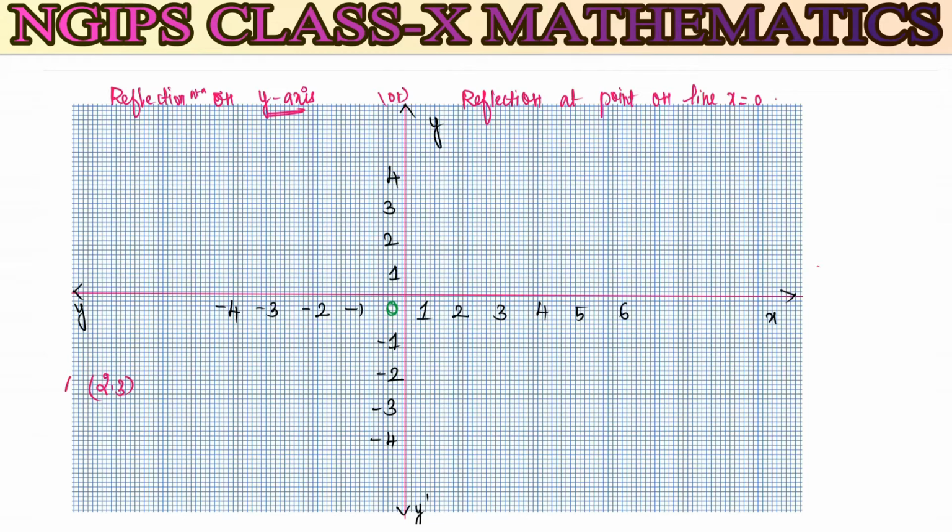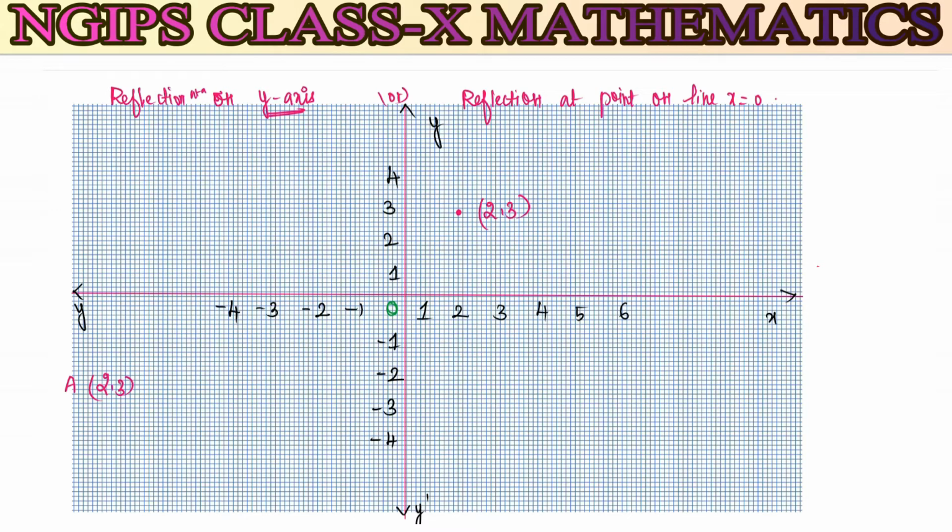This is a point A. First I am going to plot the point here. This is 2 and this is 3. So I can write here 2 comma 3. So this is the point 2 comma 3. Now, reflection on the y-axis.